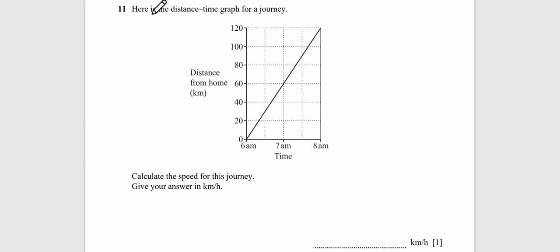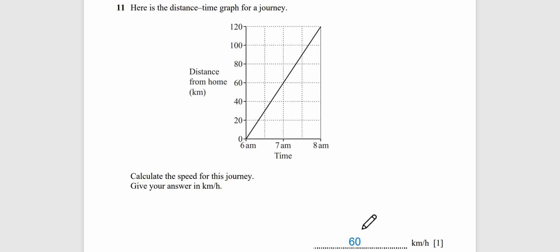Now we are in question 11. Here's the distance time graph for a journey. Calculate the speed for this journey. Give your answer in kilometers per hour. 10 seconds from now. 10, 9, 8, 7, 6, 5, 4, 3, 2, 1. Have you got the answers, guys? If not, you may pause this video. Let's open up the answer. So the answer is 60 km per hour. Did you get it correct? This is how it works.